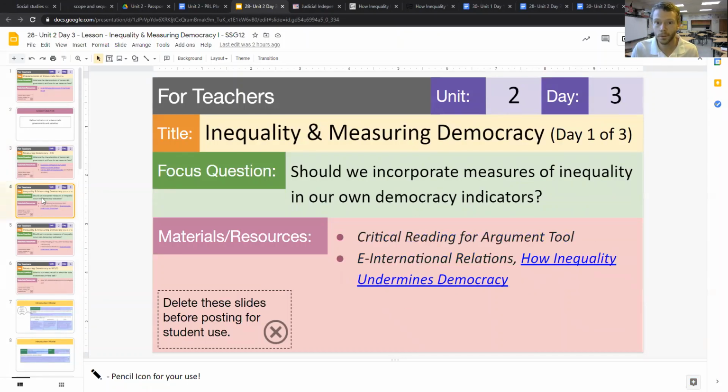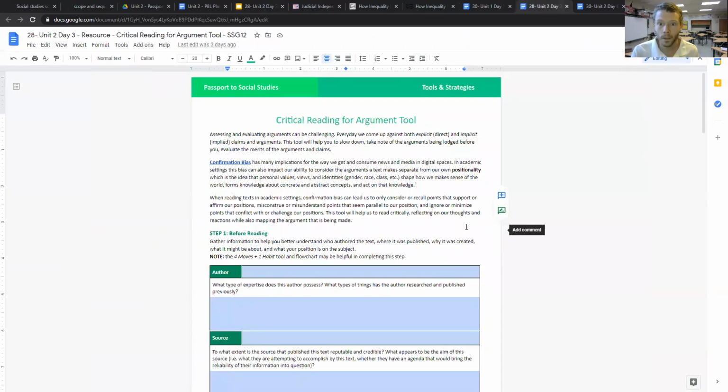The third lesson, fourth lesson, and the fifth lesson all examine the document How Inequality Undermines Democracy, and students are introduced to the critical reading for argument tool. And this is also a tool that can be used in a variety of activities. And there are some additional videos that speak specifically to the critical reading for argument tool included in the playlist on YouTube.